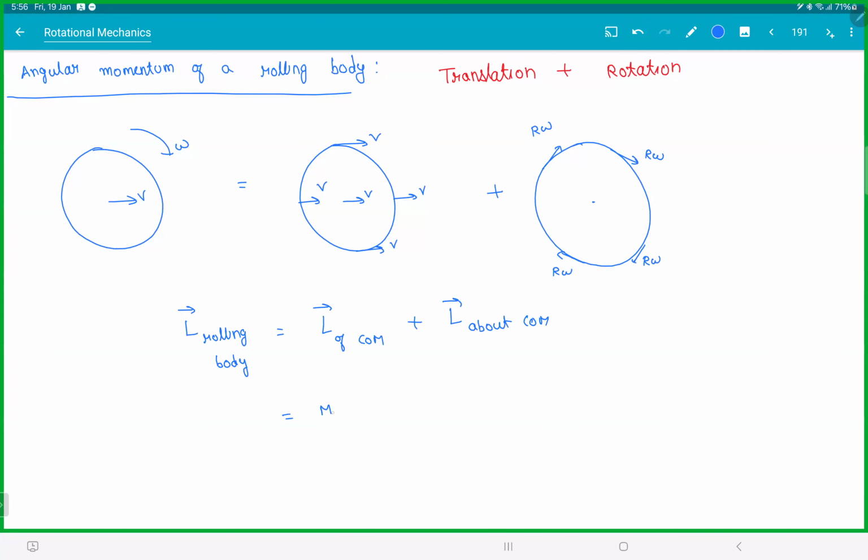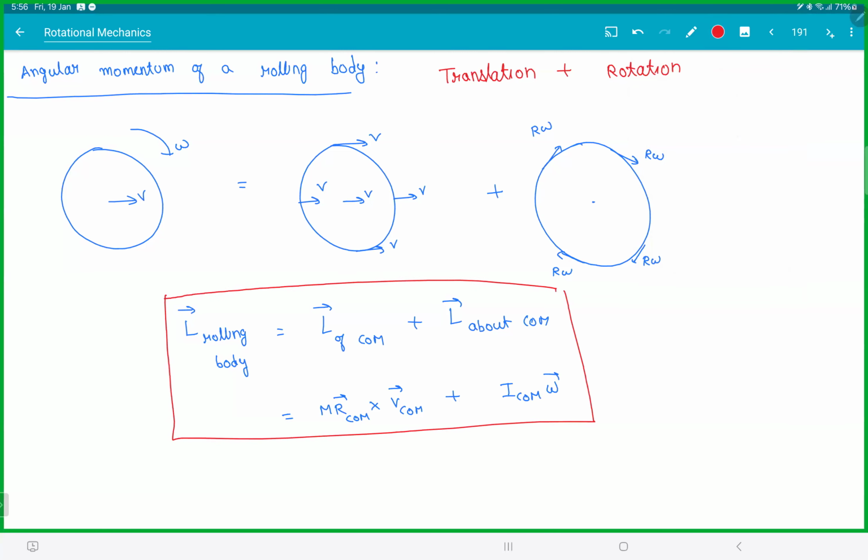Just like energy, so this would be mvr: you treat the center of mass like a particle and find its angular momentum, plus you stand on the center of mass and find the rotational angular momentum. But remember, only valid for a rolling body. Have a look at this.